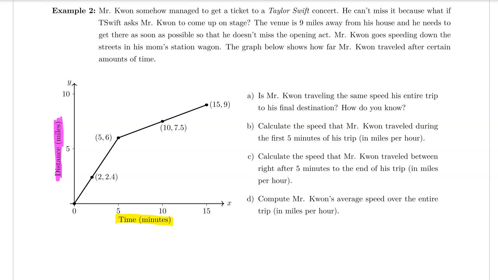Part A says, is Mr. Kwan traveling the same speed his entire trip to his final destination? How do you know? And the answer here is, if you look at the graph, there are two components. There's this line segment here and this line segment here. And we know from the graph that I am not traveling the same speed the entire trip because these line segments have different steepnesses, or a better word for steepness in this context is slope. They have different slopes, so I am not traveling the same speed during my entire trip.